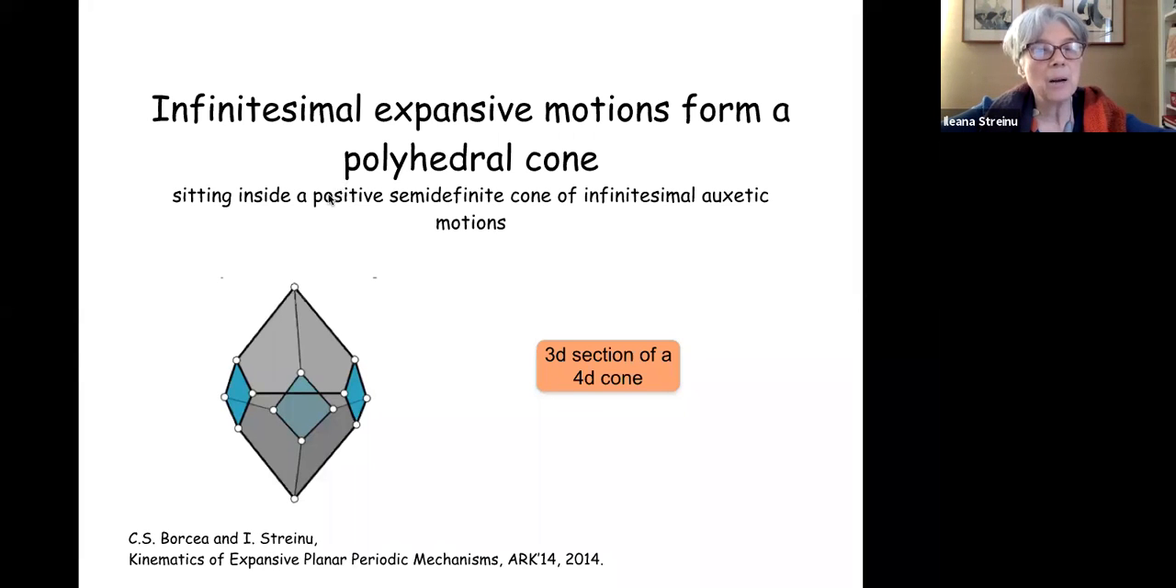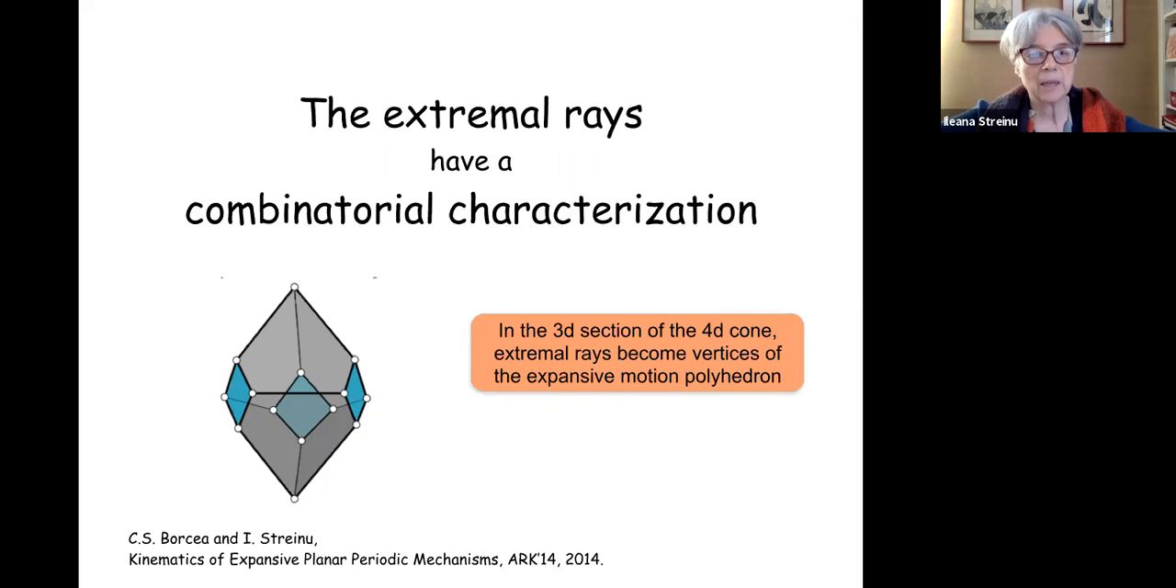And this polyhedral cone sits inside the positive semi-definite cone of infinitesimal auxetic motions. Sometimes it coincides with it, sometimes it sits strictly inside, sometimes the semi-definite cone of infinitesimal auxetic motions doesn't have expansive motions inside. Yeah, so this is an example for the framework that I was showing you previously.